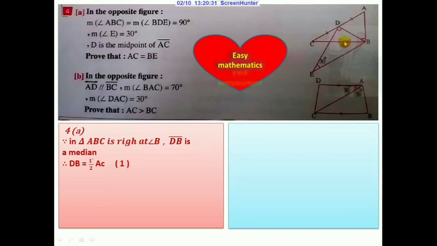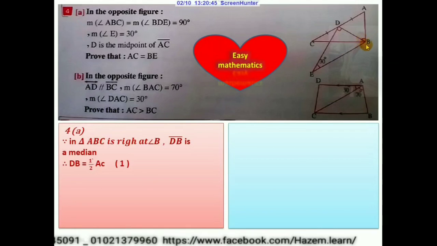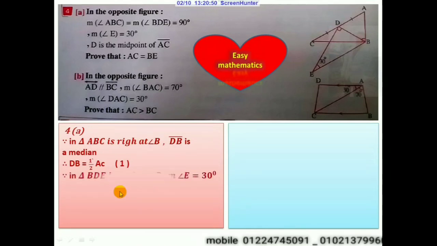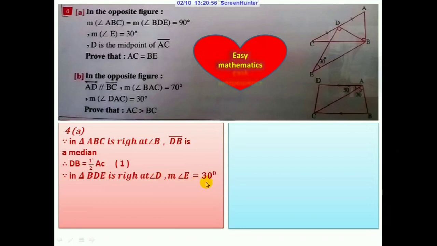When we look at the second triangle, we note here BDE is right at angle D, and the measure of angle E equals 30 degrees. So we deduce that also DB will be equal to half the length of the hypotenuse here, BE. How to write it? This way. Since in triangle BDE is right at angle D and measure of angle E equals 30 degrees, we deduce that DB equals half EB. This is the second rule. We deduce that DB equals half AC and also DB again equals half EB.